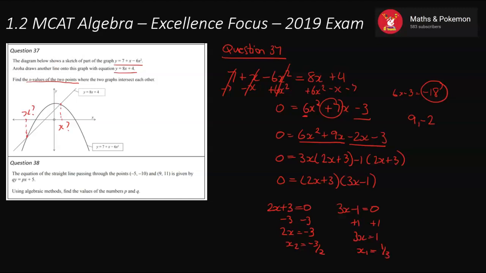So there are my two answers. And that makes sense because we've got 1 over 3 here, that's in the positive area. And we've got negative 3 over 2 here, that's in the negative area. So those answers make sense. So that wraps up question 27.